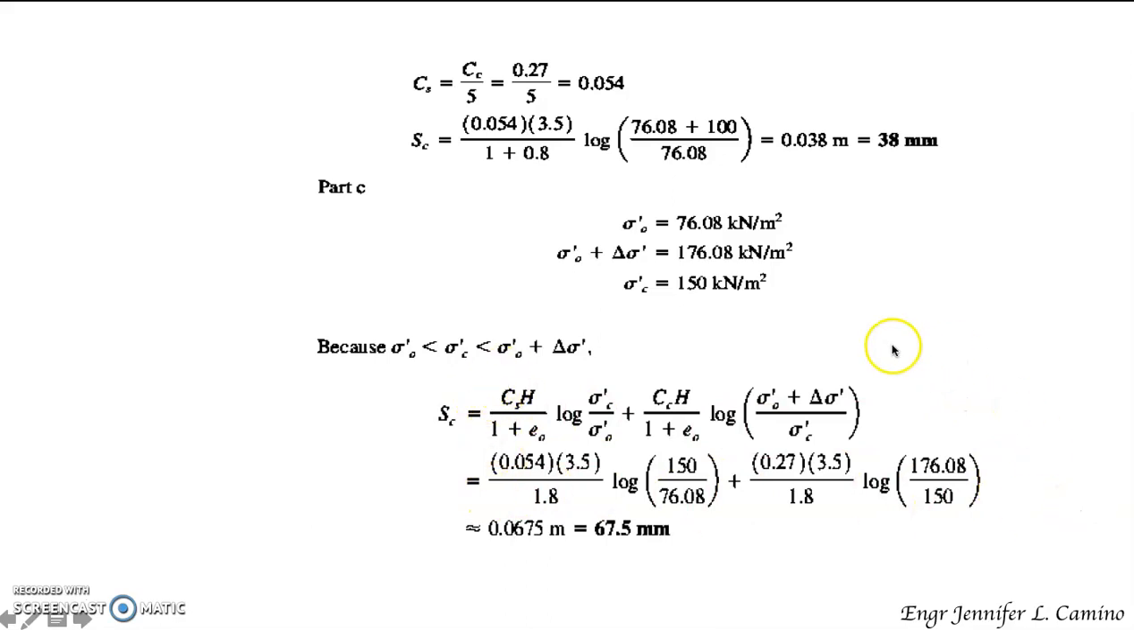Using this equation, this is now for over-consolidated clay. You simply have to substitute C sub s, the swell index, the compression index, our vertical effective stress, our change in the stress, our preconsolidation stress, your void ratio, and our H, which is the height of the soil in question. So H here is 3.5 actually. Simply substitute all those parameter values. Our settlement now is equal to 67.5 millimeters. So that is for example number 2.